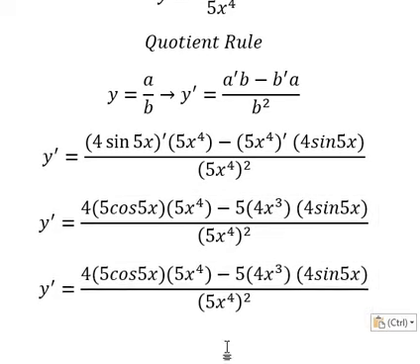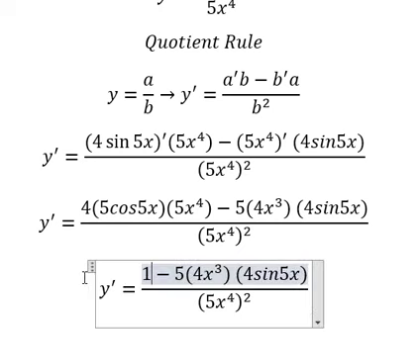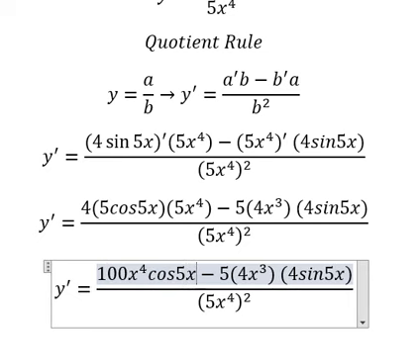Now we can simplify 4, 5, and 5. So we have 100. So 5, 4, 4, that is 80.